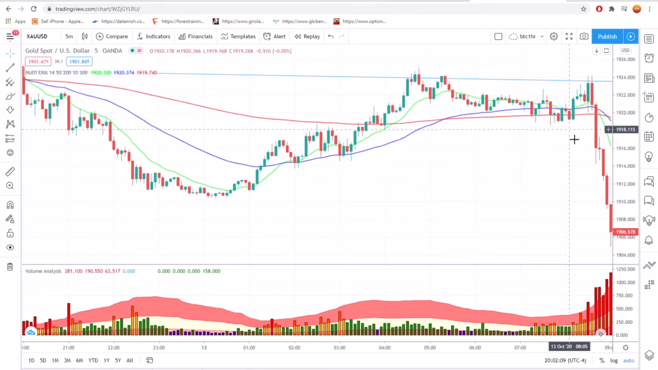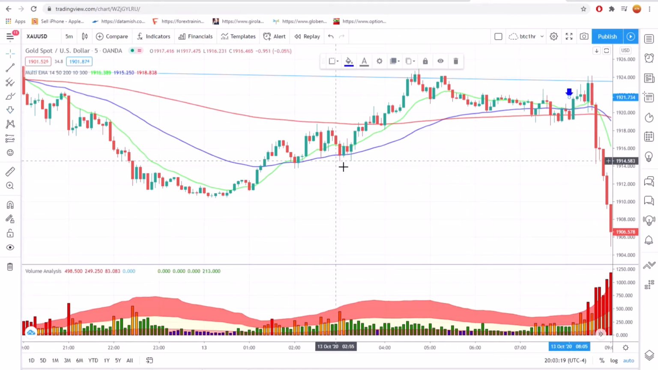So if you come here and you look, there is what we call a no demand zone. Now we have no demand. This candle right here is a no demand because the previous two bars are higher than the bar that is in no demand for a short position. So we can look, price reacted to the upside.